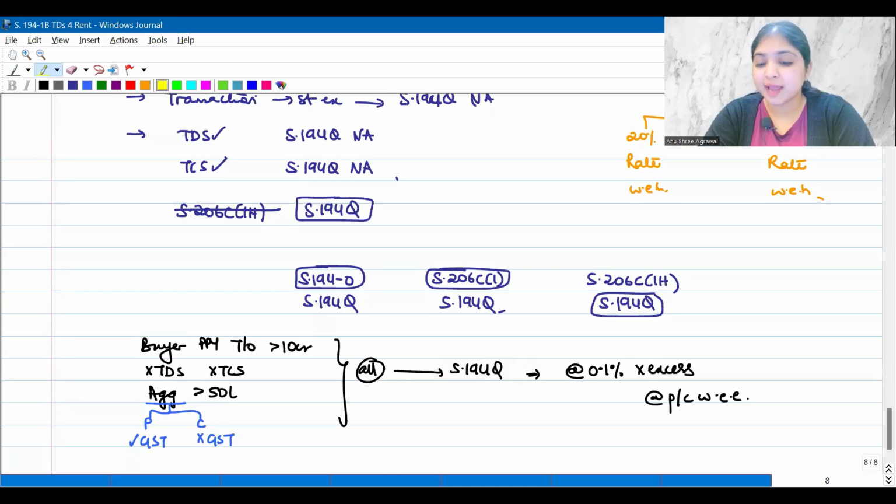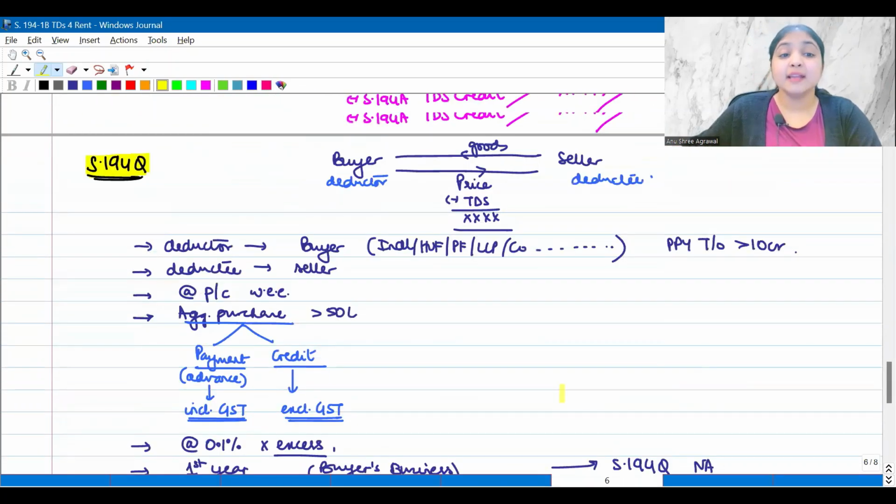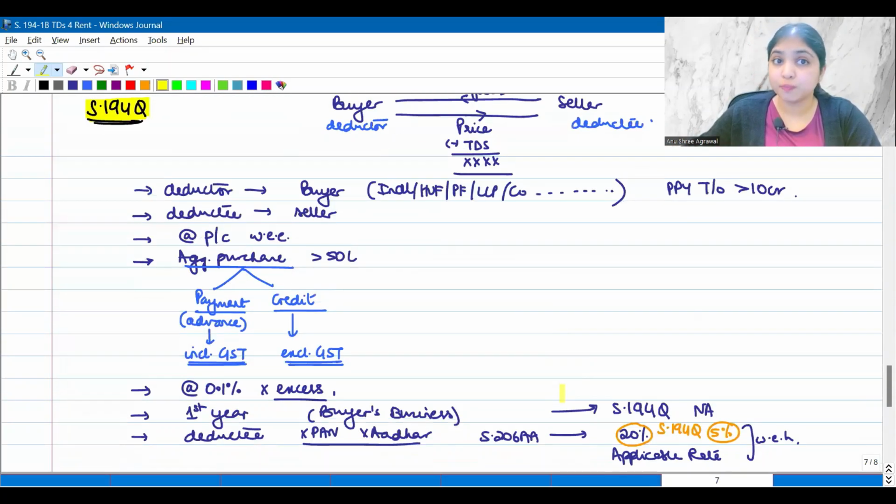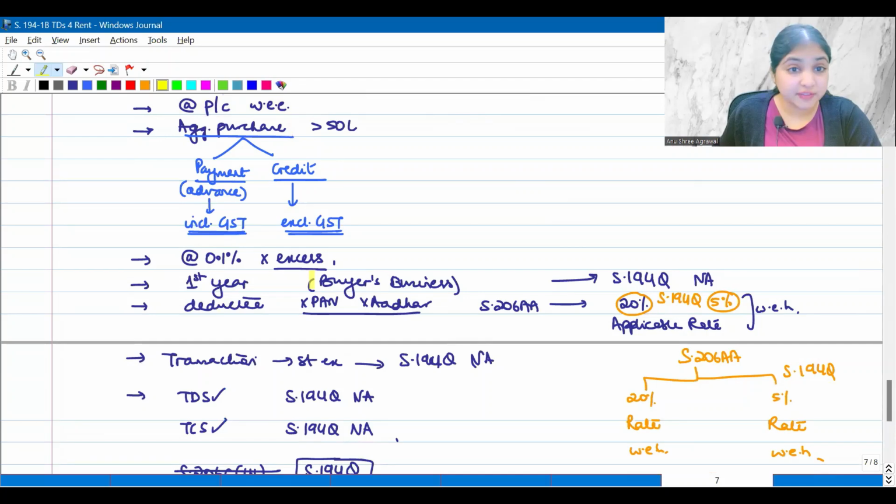And when will we deduct tax, guys? We will deduct tax at the time of payment or credit, whichever is earlier. Understanding section 194Q. The buyer can be any person whose preceding previous year turnover is more than 10 crore. You will deduct tax at the time of payment or credit, whichever is earlier. If payment is earlier, you will include the GST component also. If credit is earlier, you will not include the GST component. You will deduct tax at the rate of 0.1% of the excess.